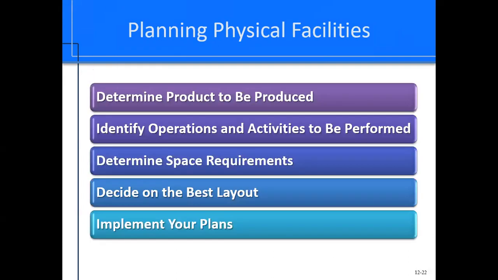Okay, so we have to determine the product to be produced. Like I say, cake, cookies, what else, and then with the product in mind, you can identify the operations activities that you will need to do, right? And then you decide the space requirement, and then we decide the layout, and then we implement the plan. Okay.